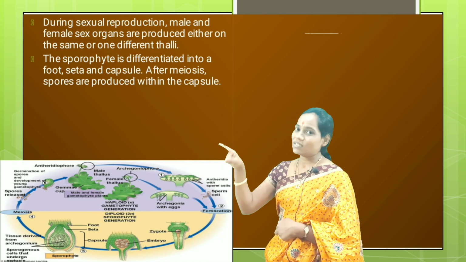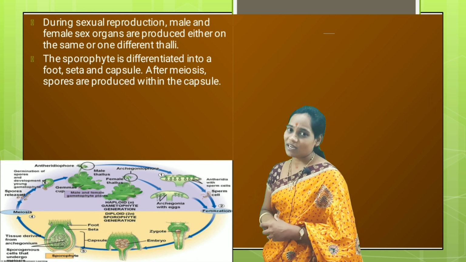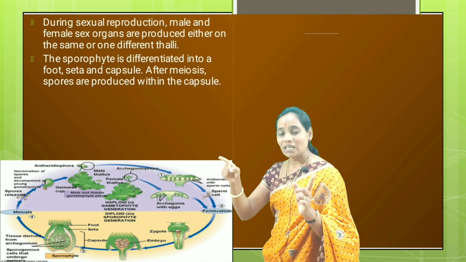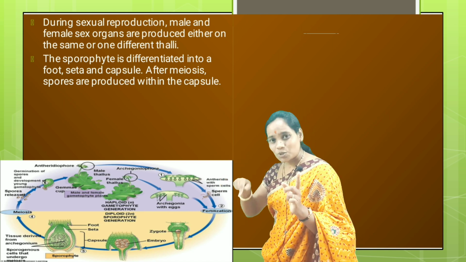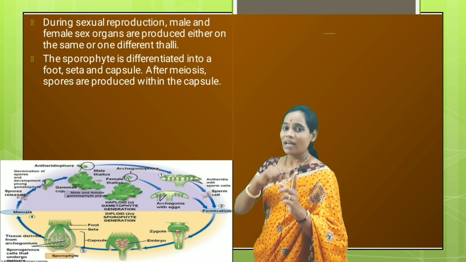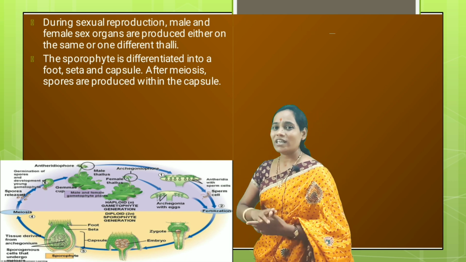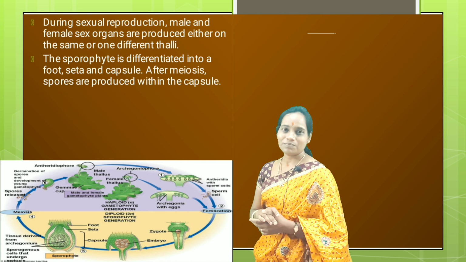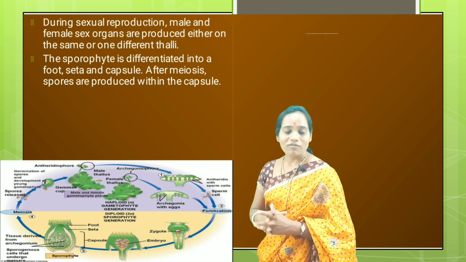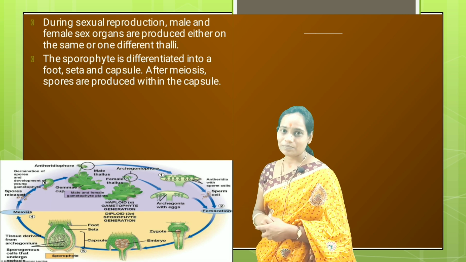Like this, you can see the life cycle of the liverworts continues from zygote to sporophyte, sporophyte to spores, spores to gametophytic plant body, and the gametophytic plant body yields the zygote. These are some of the characteristics of liverworts.